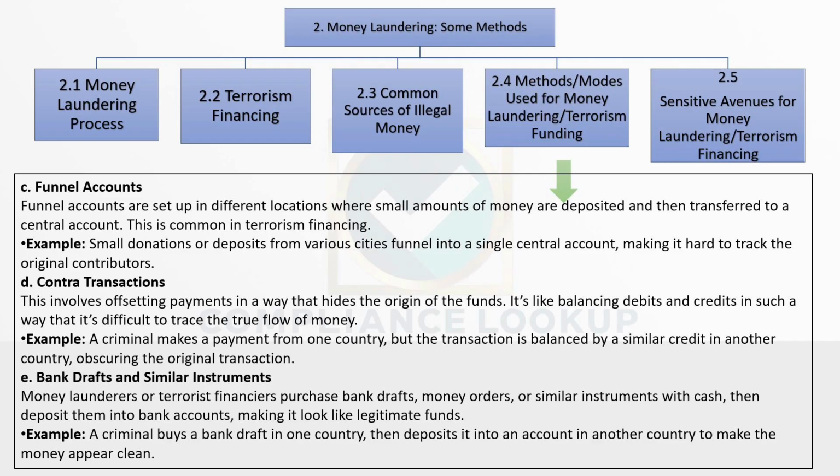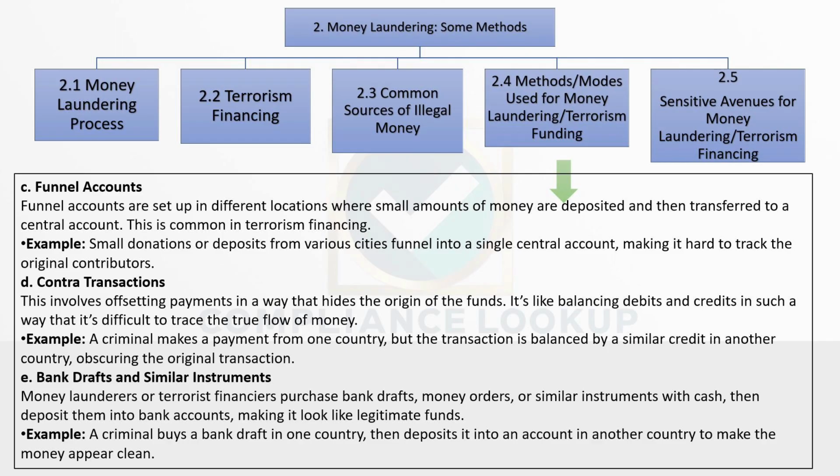E. Bank drafts and similar instruments. Money launderers or terrorist financiers often purchase bank drafts, money orders, or similar instruments using cash. They then deposit these instruments into bank accounts, making the money appear legitimate. Example, a criminal might buy a bank draft in one country using cash gained from illegal activities. They then deposit this bank draft into an account in a different country, which makes it seem like the money is clean and from a legitimate source.